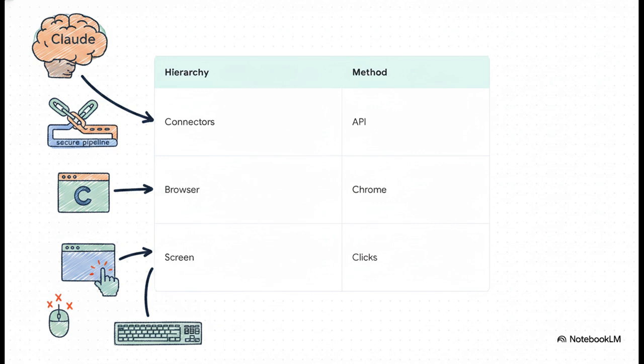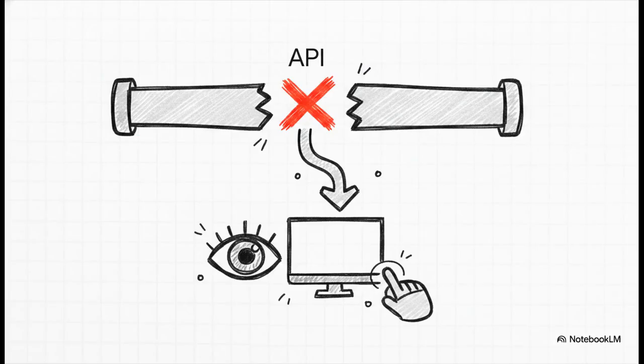But Level 3, sitting at the absolute bottom of this hierarchy, is screen interaction. This involves literal, physical mouse clicks and keystrokes. It's explicitly flagged in the documentation as the slowest and most error-prone execution method, simply because it relies entirely on computer vision rather than structured code. The architecture basically dictates that screen interaction is strictly a fallback mechanism. So if a secure API connector just isn't an option, say you're using some custom internal company dashboard or some clunky legacy software, Claude defaults to this fallback method.